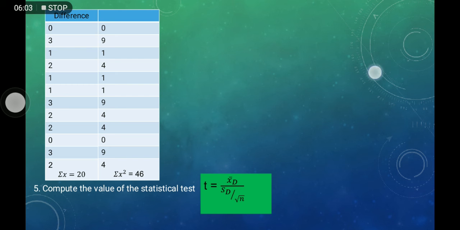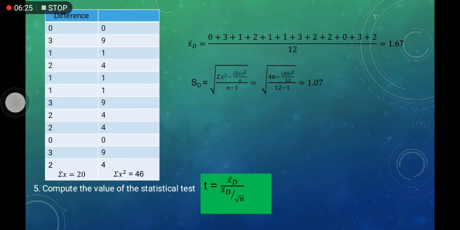So, para makuha natin si mean difference, pag-a-add lang natin yung difference na nakuha natin, then i-divide natin siya sa sample size or sa 12. So, our mean difference is 1.67. And para naman makuha si standard deviation of difference, we will use this formula. So, substitute lang natin yung mga hinahanap na data. Ang makukuha natin sa standard deviation of difference is 1.07.